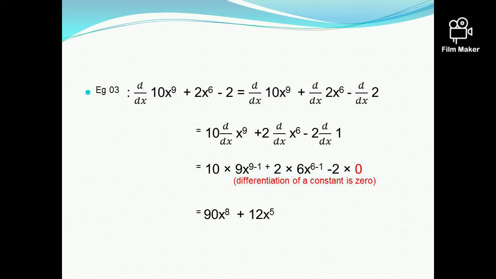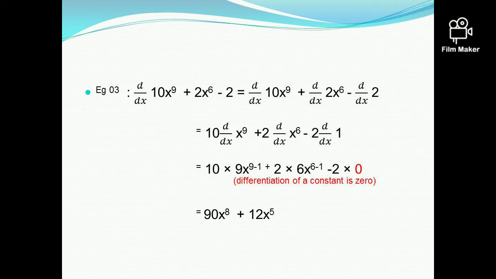Differentiation of 10x to the power 9 plus differentiation of 2x to the power 6 minus differentiation of 2. Now you can write your answer as 10 times the differentiation of x to the power 9 plus 2 times the differentiation of x to the power 6 minus 2 times the differentiation of 1. How this 1 came is, you can write 2 as 2 into 1. Then if you take 2 out, the remaining term would be 1.